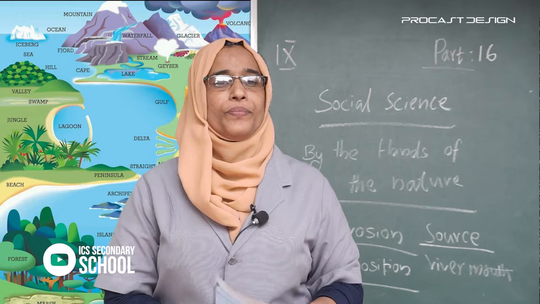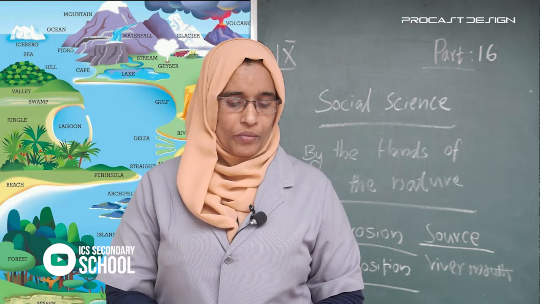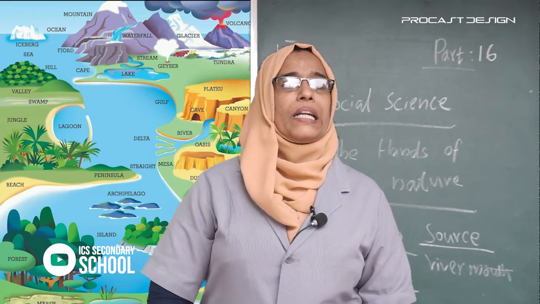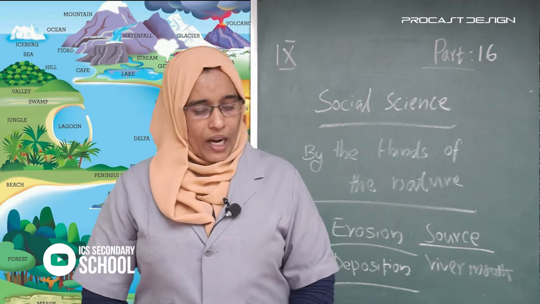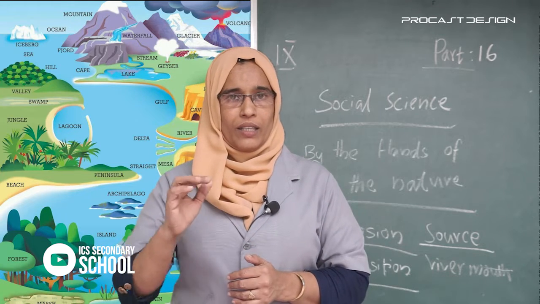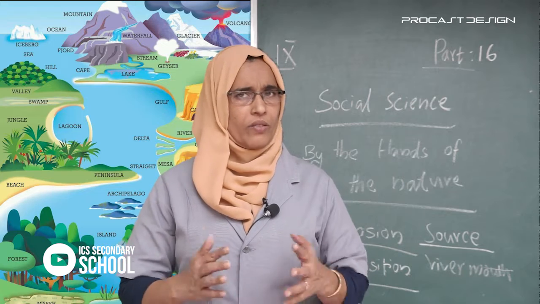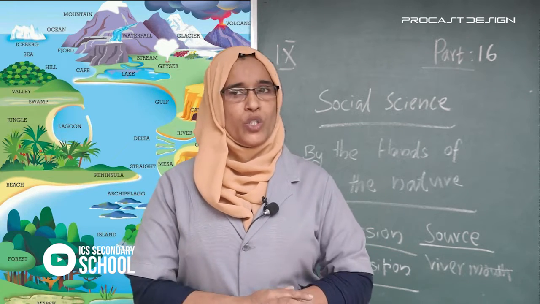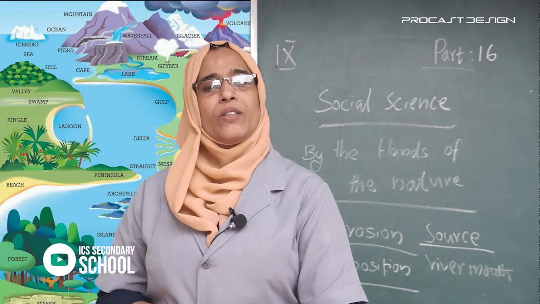Then the next part, river erosion. Very important area: upper course, middle course, and lower course. Draw a picture and explain these areas. What is the upper course, what is the middle course, what is the lower course. Okay. This is a very important area in this chapter.